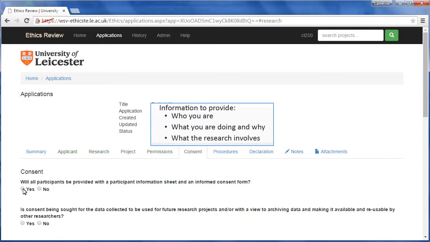And what happens to the information they provide, including confidentiality and any limits on that. If the research is linked to a service that participants are receiving, for example teaching or social work, you need to reassure participants that the service they are receiving will in no way be affected whether they decide to take part in the study or not. If you are providing written information, then you should attach this to your application. If not, you should explain why this is not appropriate.